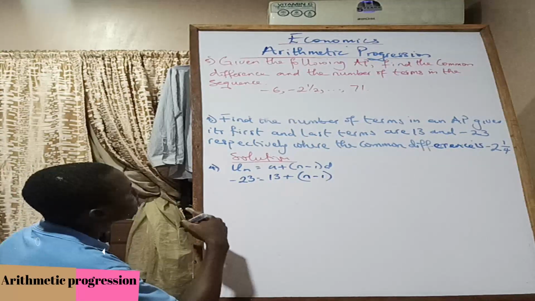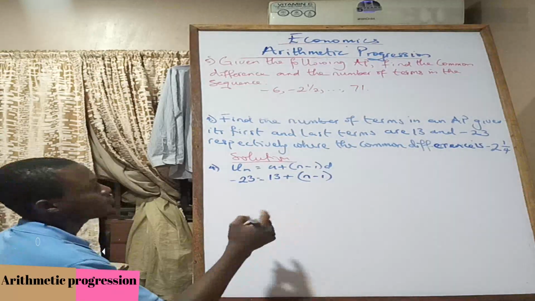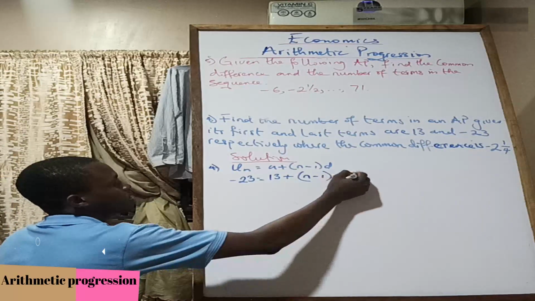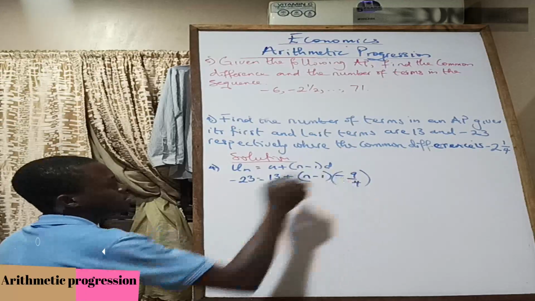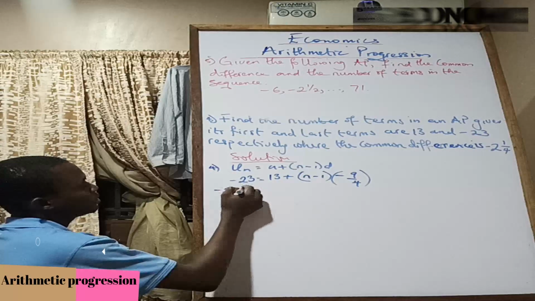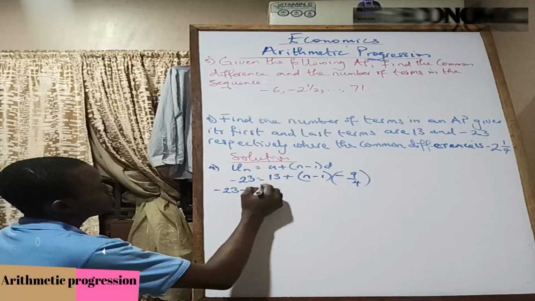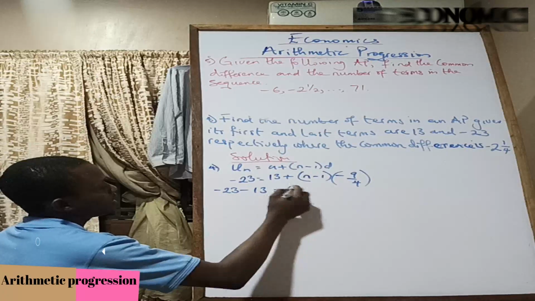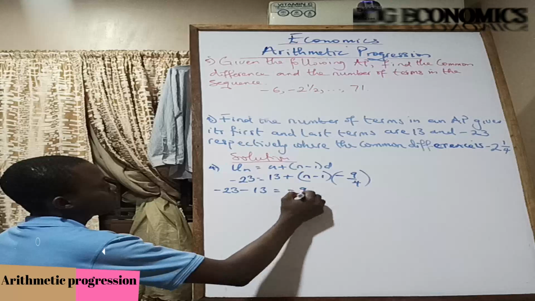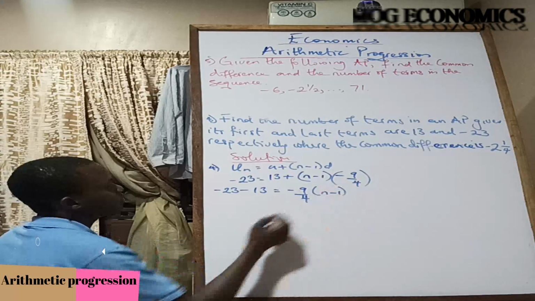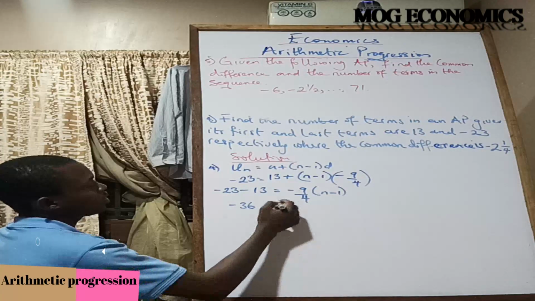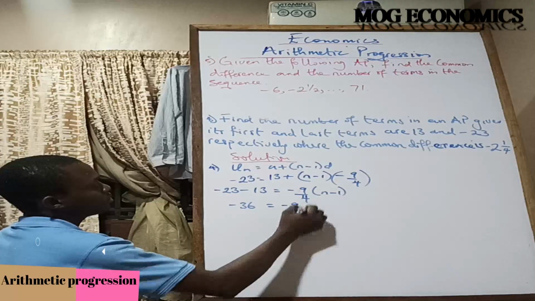The common difference has been given as minus 2 number 1 over 4. So we convert that to an improper fraction. We're going to have minus 9 over 4. So from here, minus 23 minus 13 equals, let me put it this way, n minus 1 times minus 9 over 4. So this is minus 36, equals minus 9 over 4 times n minus 1.